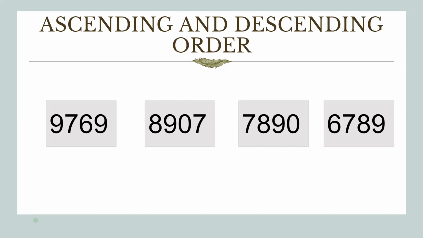First of all, understand what is ascending. Ascending comes from the word ascend, A-S-C-E-N-D. Do you know the meaning of ascend in English? The meaning of ascend is when you climb up. Descend is when you go down.